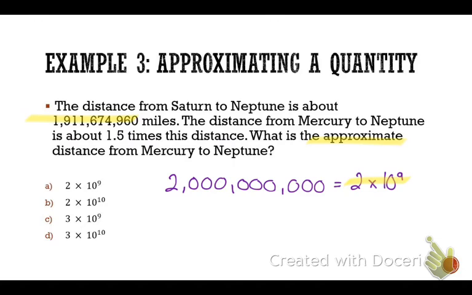If I told you, let me give you a different scenario. If I told you it was 50 million miles from Saturn to Neptune, and that the distance from Mercury to Neptune was double. It would be 100 million, right? Because you would just double the number. So what do you think you're going to do if it's 1.5 times?